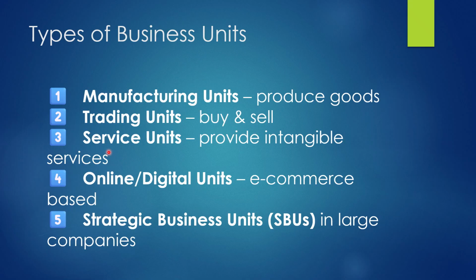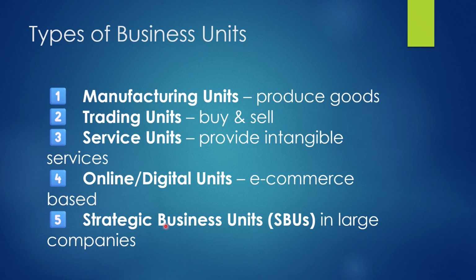Then another type is the service units. They provide intangible services like banking, hospitality, education, IT sectors. Then we have online or digital units. They operate digitally through e-commerce platforms like Amazon sellers, Flipkart vendors, digital agencies.